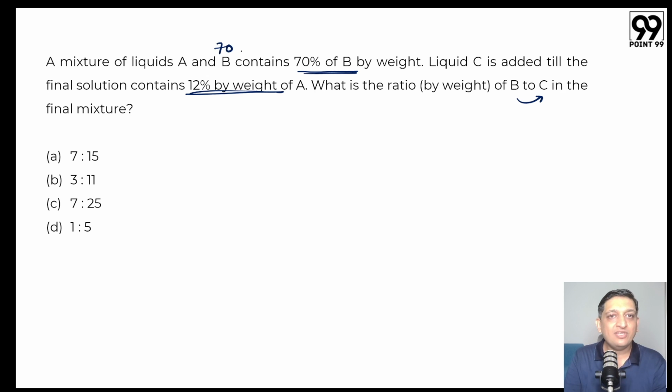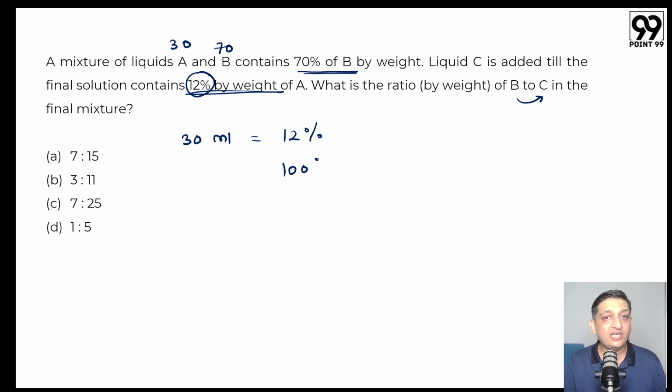So let's say there was 70 ml of B present and there is 30 ml of A that is going to be present. Now what we are doing here is we are adding C till the time the final solution contains 12% by weight of A. Now what does this mean? It means that 30 will be as it is. The amount that is there of liquid A will remain as it is. But now this is going to be 12% of the final solution. If 12% of the final solution is this, what can we say is 100% of the final solution?